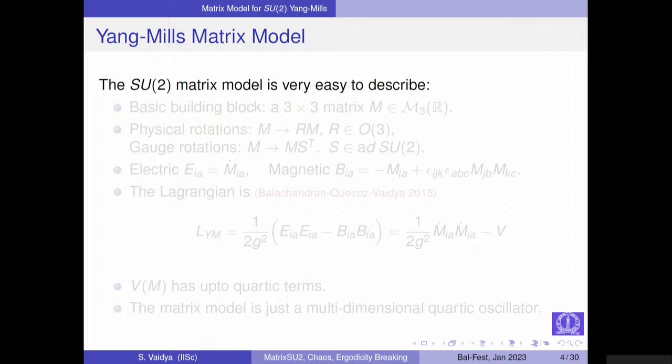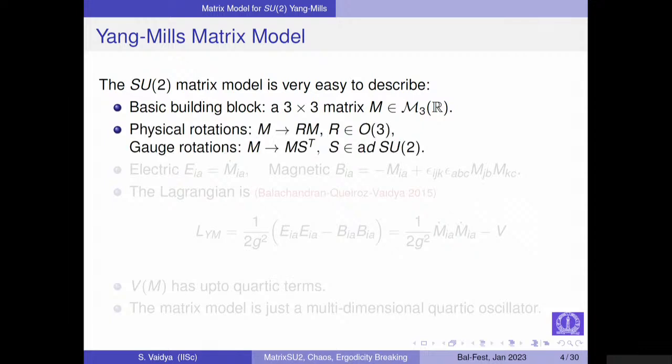The SU2 matrix model is very easy to describe. Denjo started off that description, but I will tell you anyway. The basic building block is a 3x3 real matrix, and physical rotations act on it. Here I have included in physical rotations also the parity, which is why it's O3. And there are gauge rotations. So physical rotations act from the left, gauge rotations act from the right.